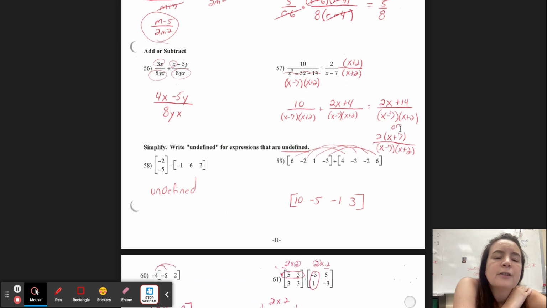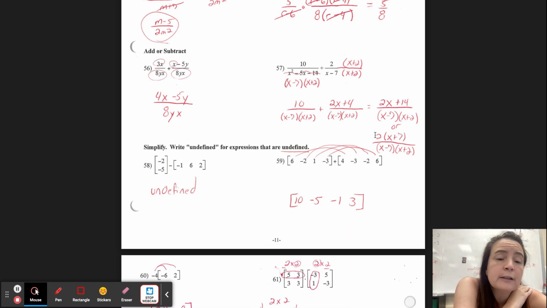For this final answer, I didn't like that it was 2x plus 14 because 2 and 14 are both multiples of 2. I could pull that factor out. So I went ahead and did that. However, I was kind of sad because it does not cancel out. This is x plus 7. This is x minus 7. I cannot cancel those. There's nothing I can do.